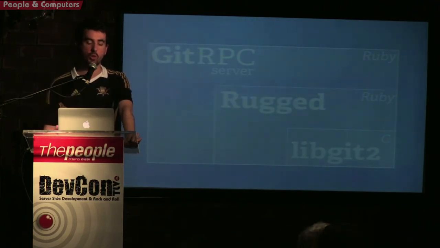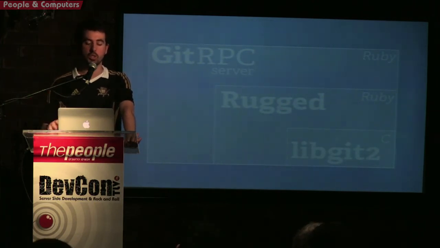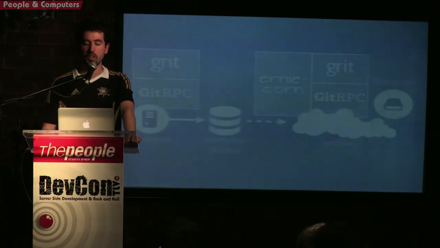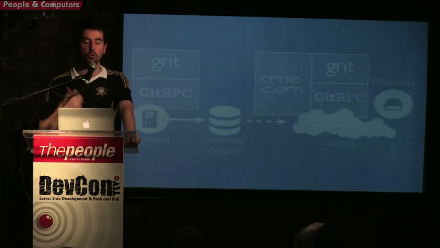We've removed all the Erlang from the stack. We've removed the custom serialization. We only have a Ruby daemon that links Rugged, which is our Ruby wrapper for libgit2, and libgit2 itself running on a machine at any single time. So it looks something like this. Basically, we just added Git RPC daemons to our file server machines, so when you do a small request, we can just hit Git RPC directly and bring this back to the front end without having to go through Smoke, without having to go through Erlang, without having to go through Ernie or anything like that.